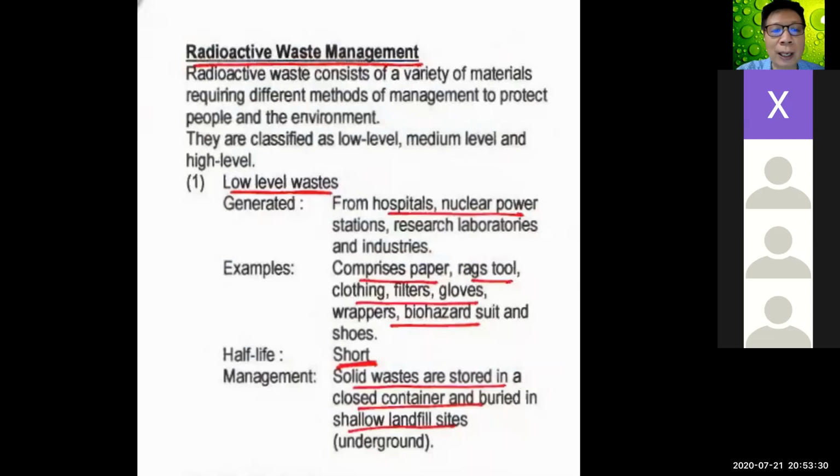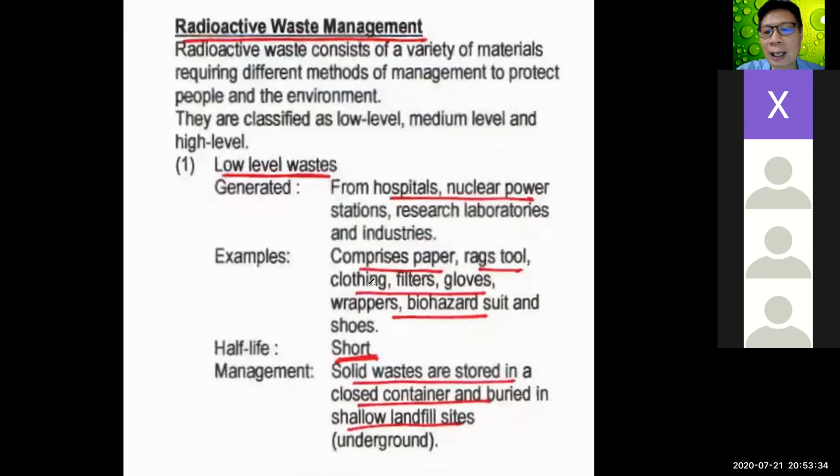So it's considered one of the most important chapters, because the whole world also wants to develop in this field, radioactive. Not many countries are using it, so every country is fighting, wanting to use this method. So it's very important now. Okay.